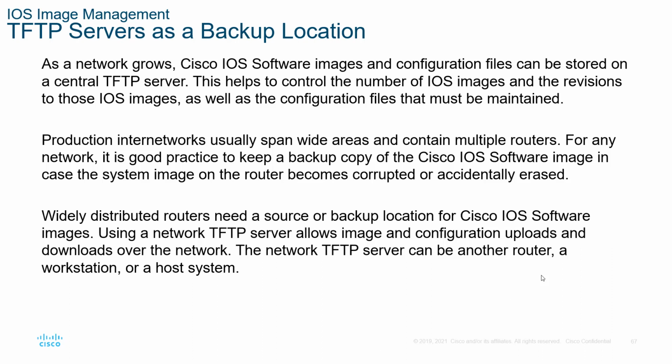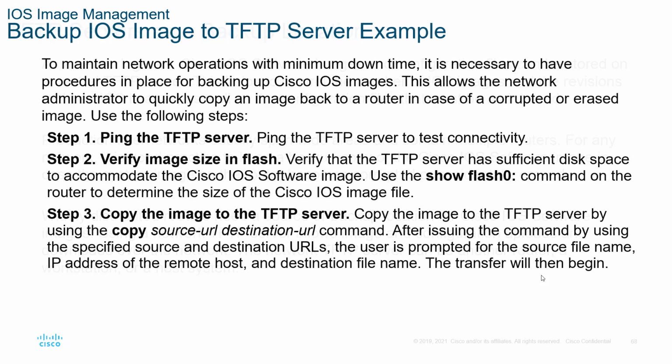We always want to make a backup copy of the Cisco IOS just in case something becomes corrupted. I have encountered this. So you always want to make a backup copy just in case. Ping the server. Verify the appropriate image size. You could do a show flash if you need to. You would copy the image to the TFTP server. And from there, we can move forward.